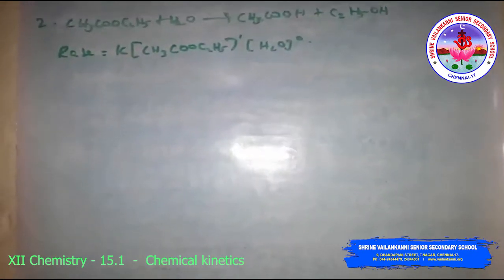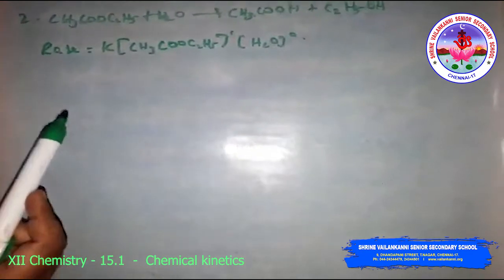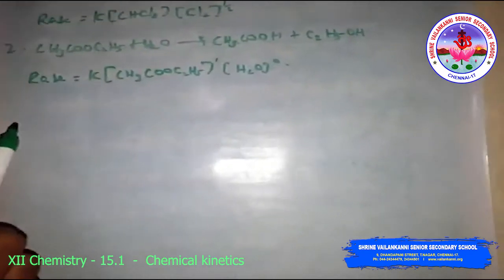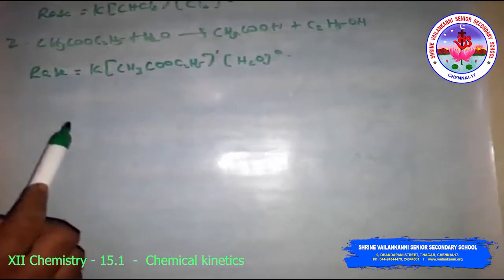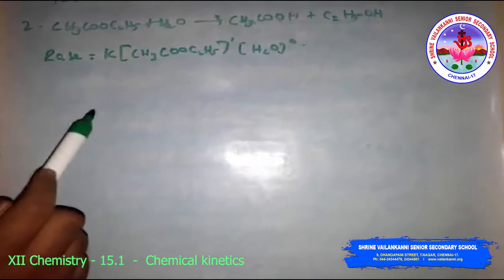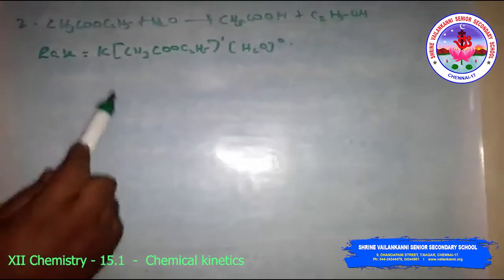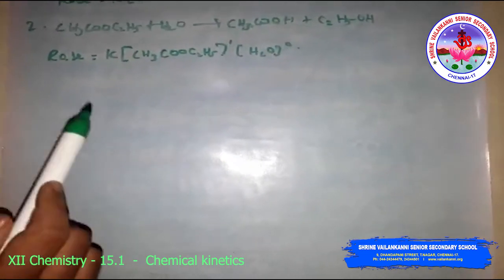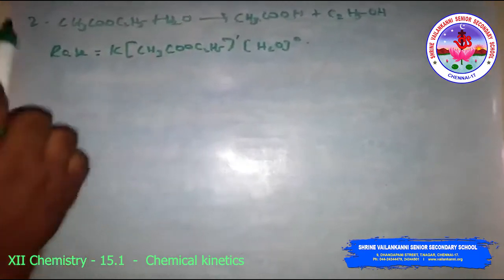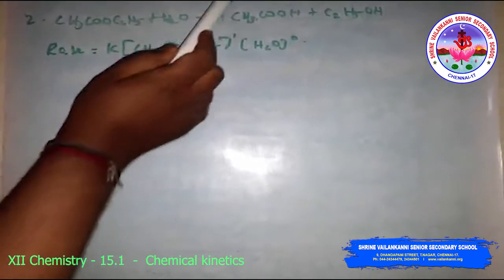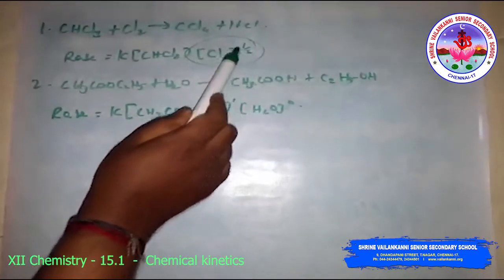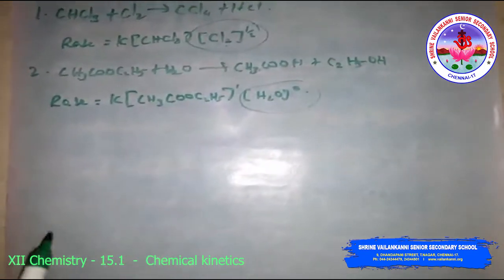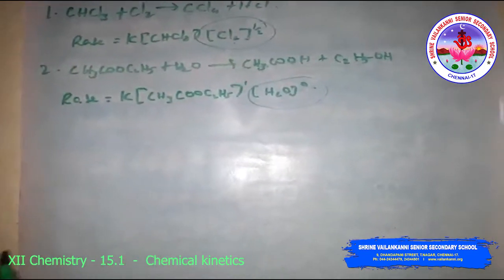In this reaction, the exponents of the concentration terms are not the same as their stoichiometric coefficients. Thus we can say that a rate law for any reaction cannot be predicted by merely looking at the balanced chemical equation. It must be determined experimentally only. So how does Cl2 come with power half, and how does H2O come with power 0? That we can determine with the help of experiment.